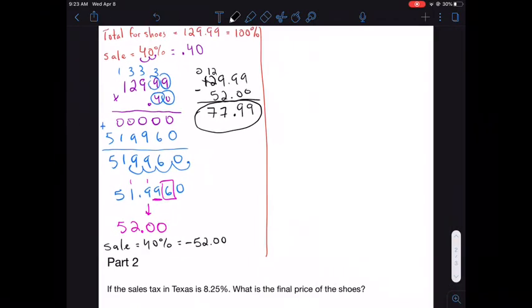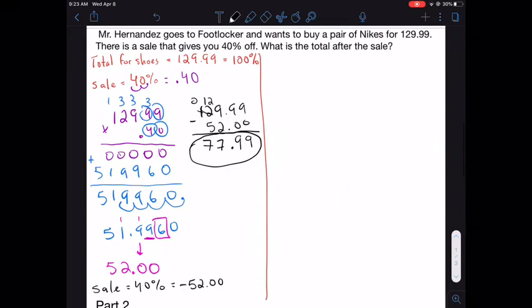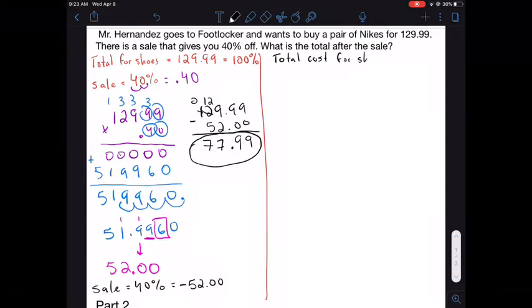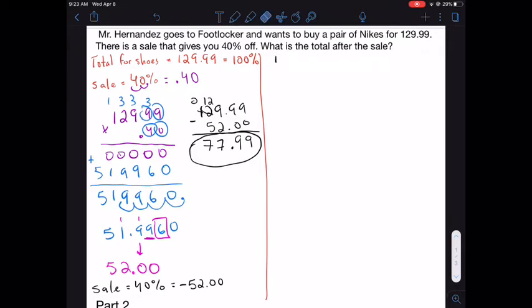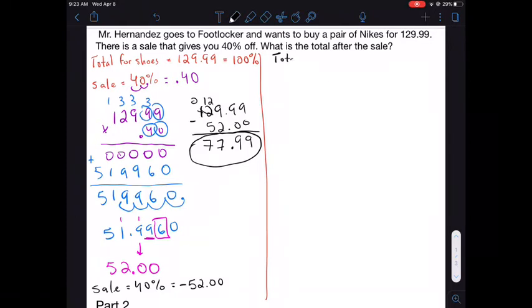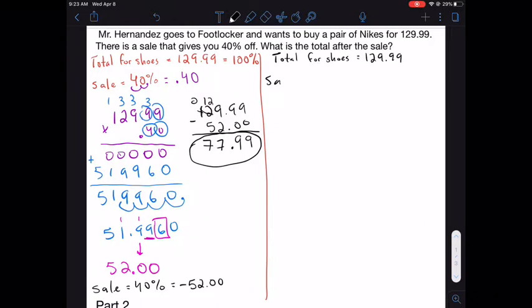Now, that is one way to do it. The second way is, total cost for shoes is, have space. Total for shoes is $129.99, and there's a sale for 40% off.